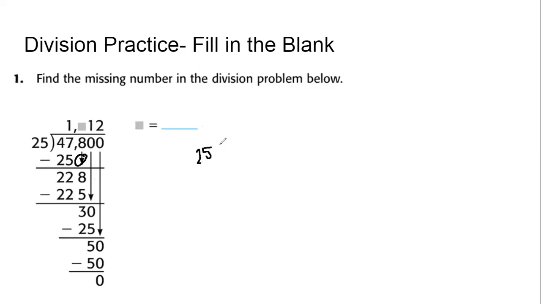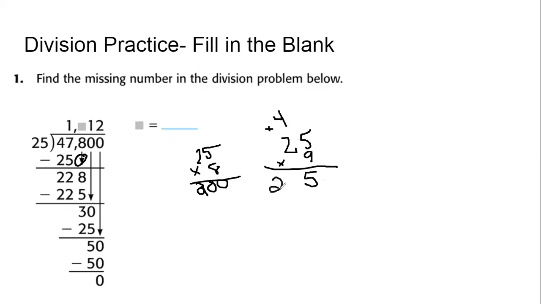So in order to check my work, I know that 25 times 8 is 200. But let me check and see if 25 times 9 will get me closer, because 25 times 10 using power of 10 is 250, and that's too high. 5 times 9 is 45. I'm going to regroup the tens. 9 times 2 is 18 plus 4 is 22. Look at that. So now I know 9 times 25 gives me that 225.